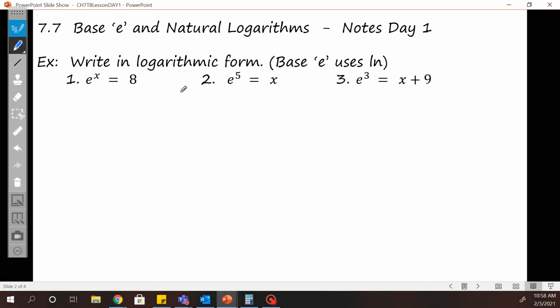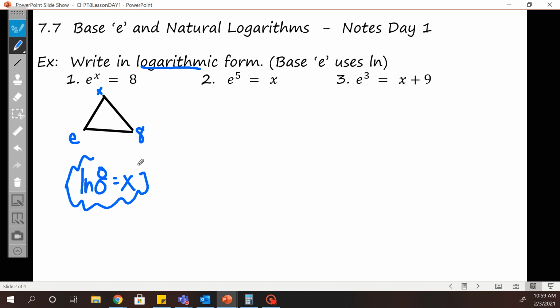All right, and let's practice changing this into logarithmic form. We have e to the x is equal to 8. So if I wanted to turn this into logarithmic form, I have e to the x equals 8. So for logarithmic, it would be a log with a base of e of 8 equals x, but a log with a base of e is the natural log. So it's natural log of 8 equals x. And this would be the logarithmic form.